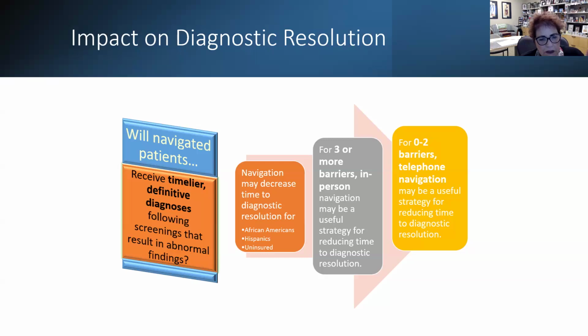Here are some of the areas we looked at. Navigation might decrease the time, so we looked at time to diagnostic resolution. We looked at the impact of navigation if you had more barriers, and strategized that if you had more barriers, it would be more effective to have in-person navigation versus telephone navigation.